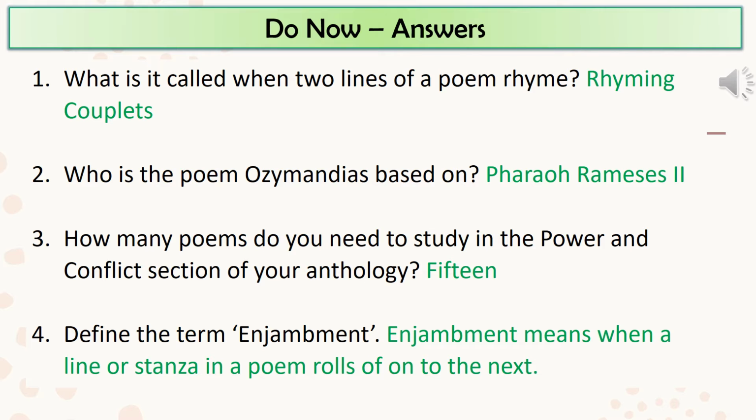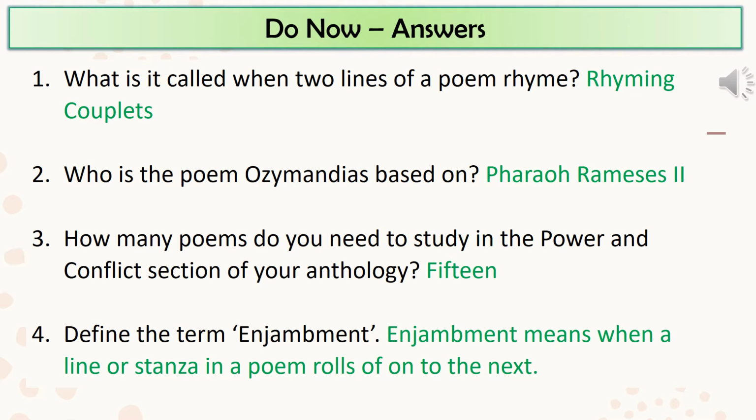So now that you have done the do now, let's go through the answers. So number 1, the answer is rhyming couplets, when 2 consecutive lines in the poem rhyme, normally the last 2 words. Number 2, Pharaoh Ramses II is whom Ozymandias is based upon.